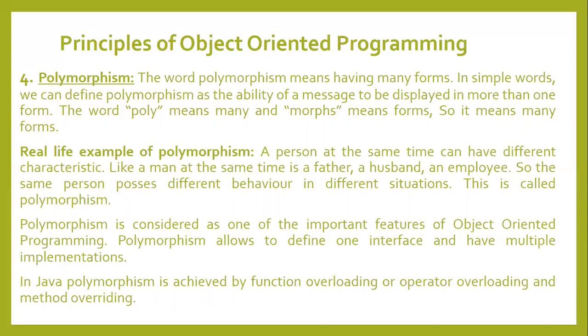Polymorphism allows us to define one interface and have multiple implementations. In Java, polymorphism is achieved by function overloading or operator overloading and method overriding.